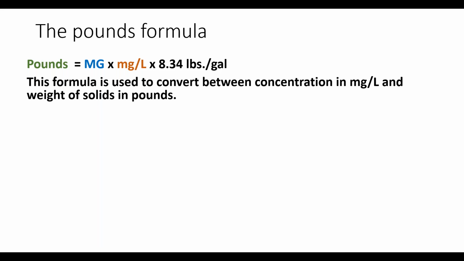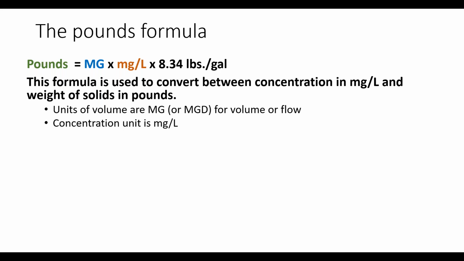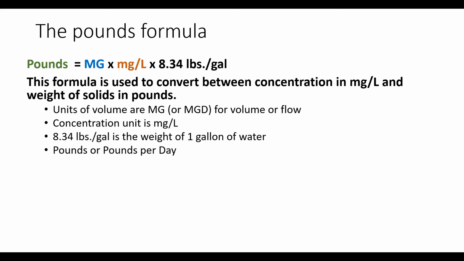MG means we don't use gallons, we use million gallons. So 1,000,000 gallons, 1 million gallons, would be 1.0 MG. Let's do an example here in a second, but the units of volume or flow is MG or MGD, concentration in milligrams per liter or parts per million. 8.34 pounds per gallon is the weight of 1 gallon of water. And your answer here, what we're solving for in this formula, is pounds or pounds per day. And we can solve for different aspects of that if we rearrange the formula.